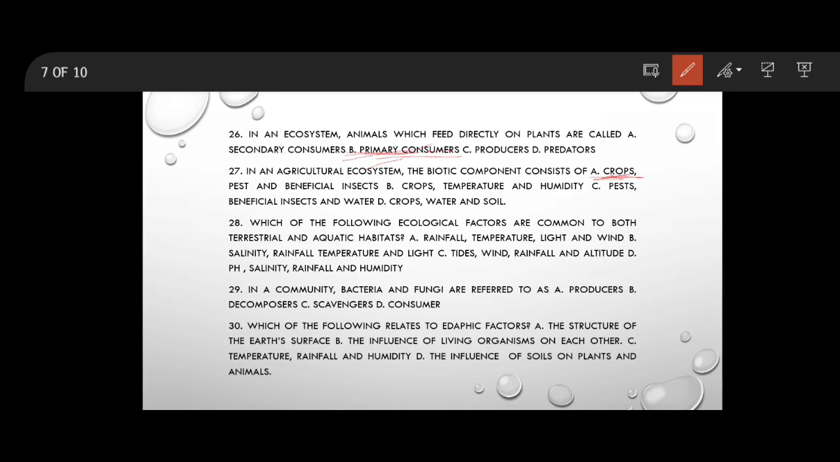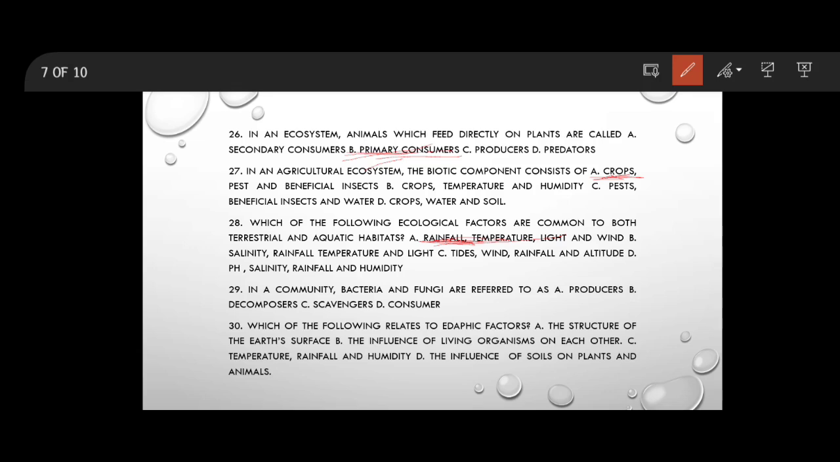Tide affects what? Oceans. Tides affect oceans. Therefore, it is also wrong. And the last one, we have salinity again, making option D wrong. The only correct one there is option A. It affects both terrestrial and aquatic habitats.